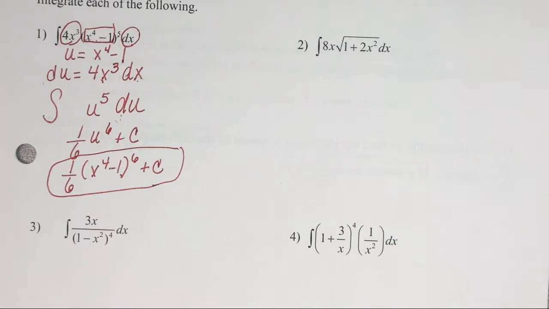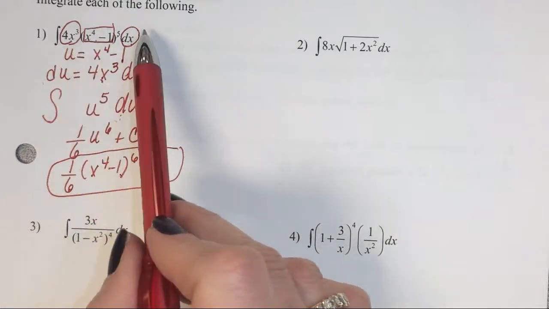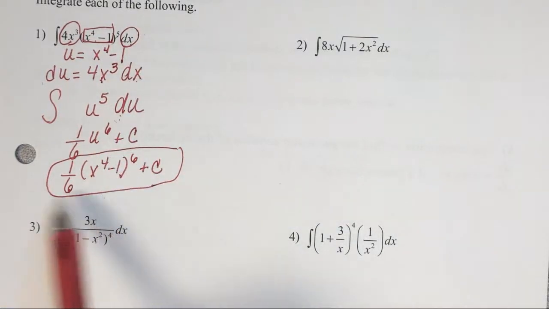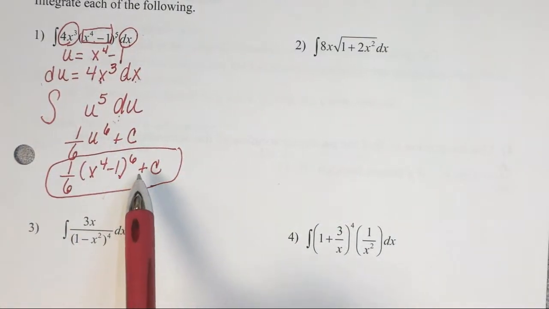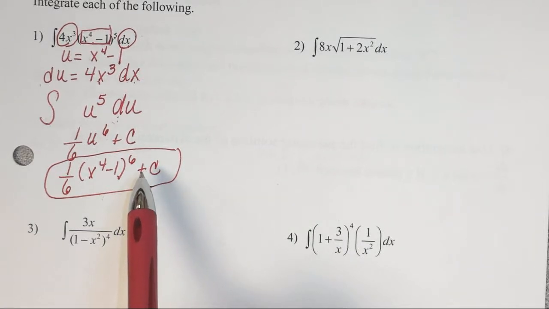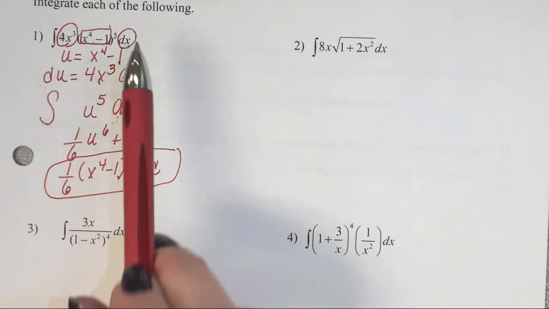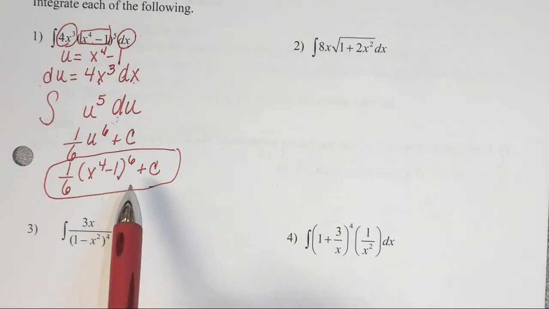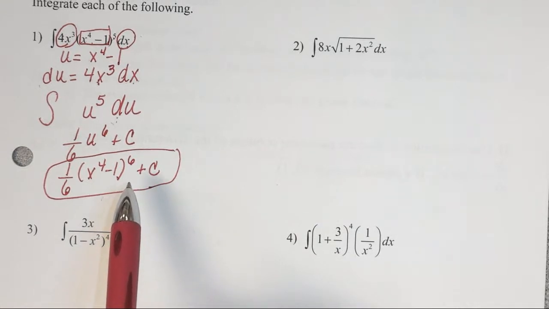U substitutions are great because not only do they take this complicated problem and make it doable, they also give us the answer in completely factored form, which is really nice as well. So this is a very valuable method for integrating when we can't do it any other way.